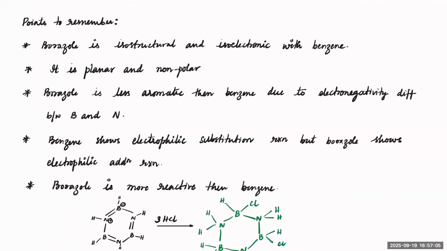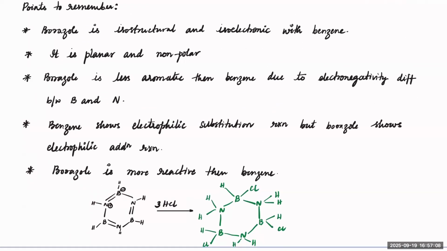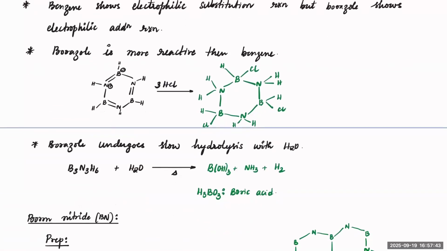Now, what are the general points we need to know? Borazole is isostructural and isoelectronic with benzene. It is planar and non-polar. It is less aromatic than benzene due to the electronegativity difference between boron and nitrogen. While benzene shows electrophilic substitution, borazole shows electrophilic addition. Borazole is more reactive than benzene.